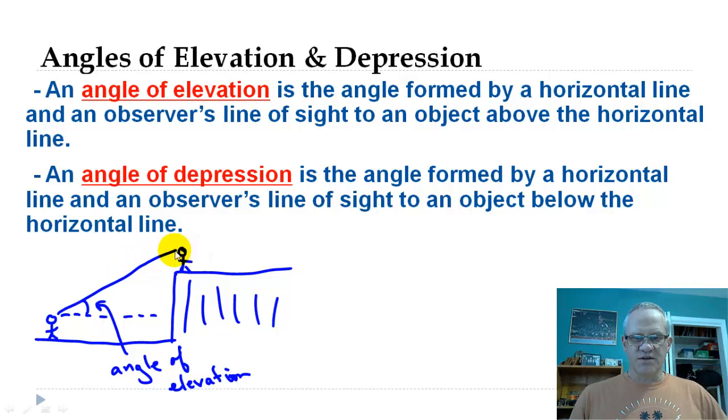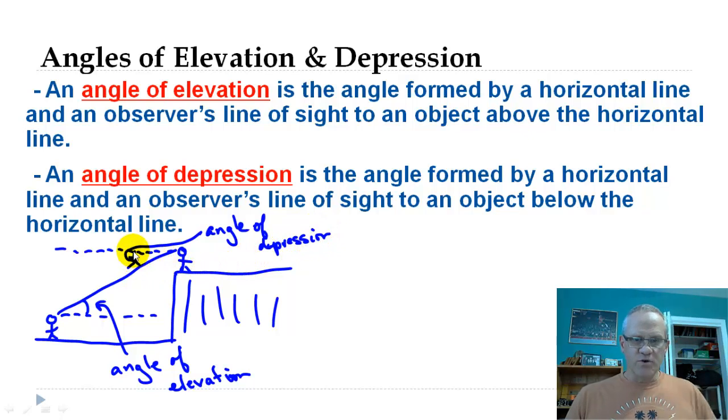Now, if you take this person on top here and look straight out, a horizontal line out from that, and you go from that horizontal line down to the line of sight, this angle right here is the angle of depression. So the angle of depression is from the horizontal down to the line of sight. The angle of elevation is from the horizontal up to the line of sight.